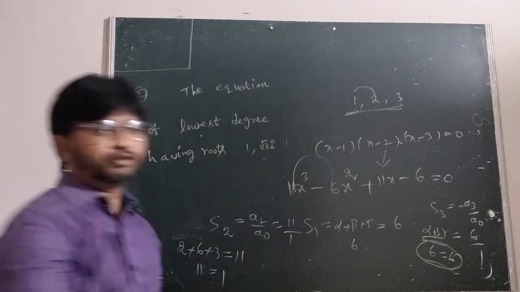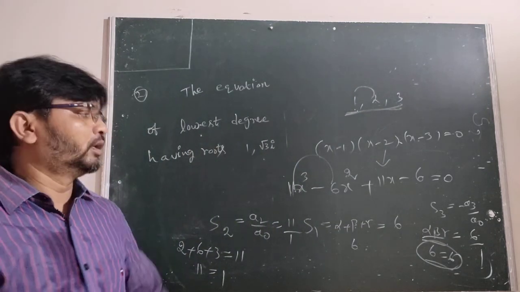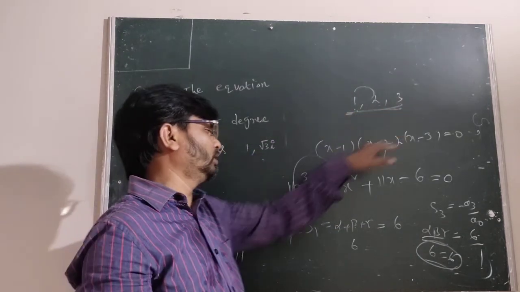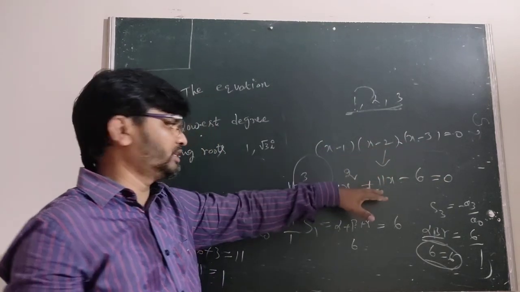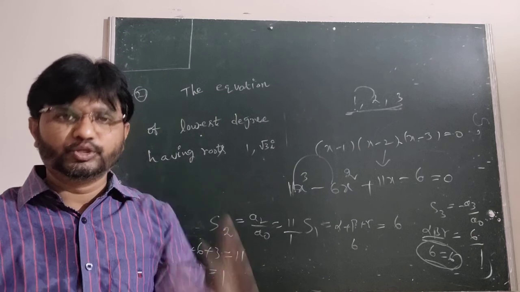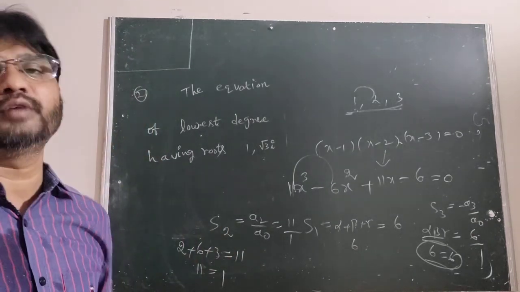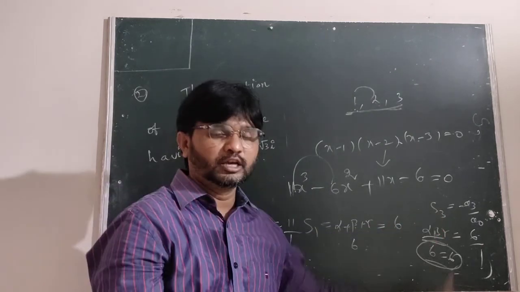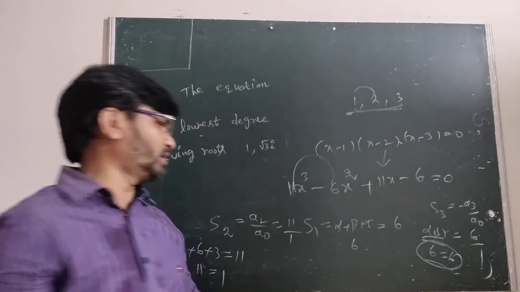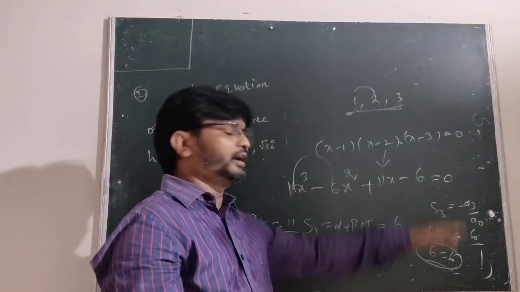So we have to find the equation having the roots 1, 2, 3. We know that x minus 1, x minus 2, x minus 3 equal to 0. This simplification is the lengthiest method. In the objective point of view, we can verify by taking either S1 or S2 or S3. If the two options are correct for the sum of all roots, then you find S3.